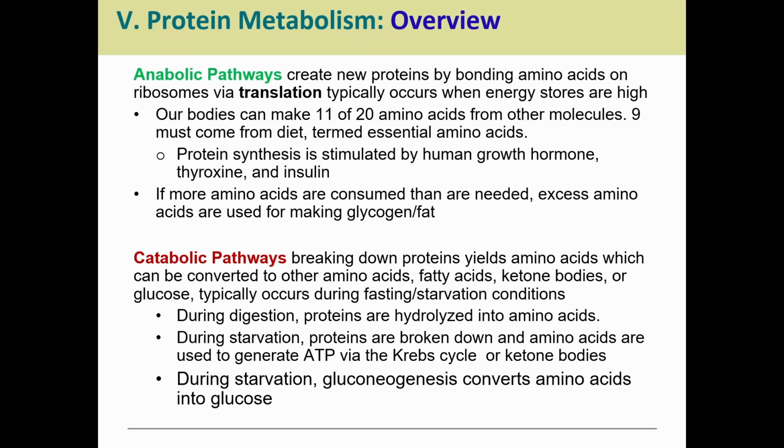Breaking proteins down, like when we eat the food, right, we're going to break them down into their individual amino acids, some of which can be converted into other amino acids, others not so much, right? We can also convert them to fatty acids, ketone bodies, or glucose, depending on where we are conditions-wise. So when we digest, we break proteins down into their individual amino acids. When we are fasting or starving, proteins are broken down, amino acids are used to produce ATP. And then we can also use them for gluconeogenesis to convert amino acids to glucose.